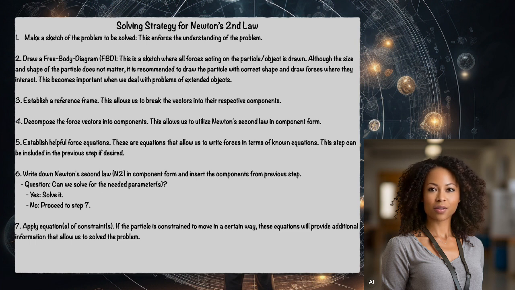For example, a box on an inclined plane is constrained to move on the plane. The equation of constraint will allow us to relate accelerations and thus reduce the number of unknowns. If the problem is solvable, we should be able to do that now.